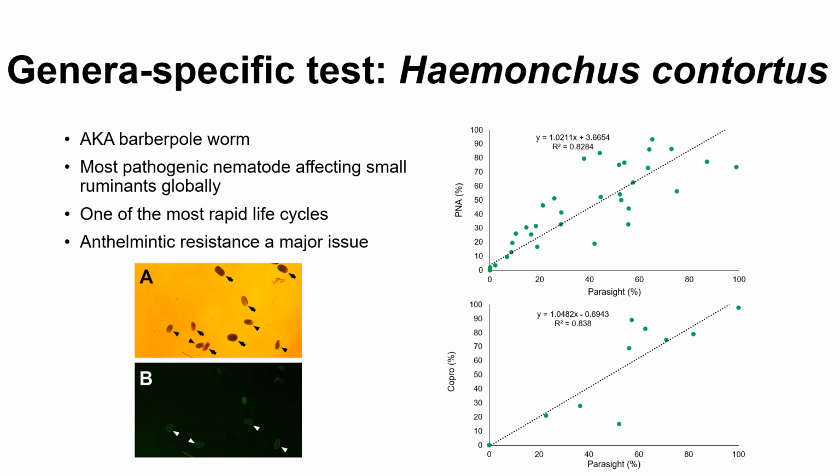A peanut agglutinin lectin has been shown to specifically stain Haemonchus, and thus we can use this system to perform counts in just 20 minutes. We compared manual and parasite counts, presented as percent Haemonchus, as well as copper culture and parasite percent Haemonchus results to show a strong correlation between all results, thus confirming the utility of the test.